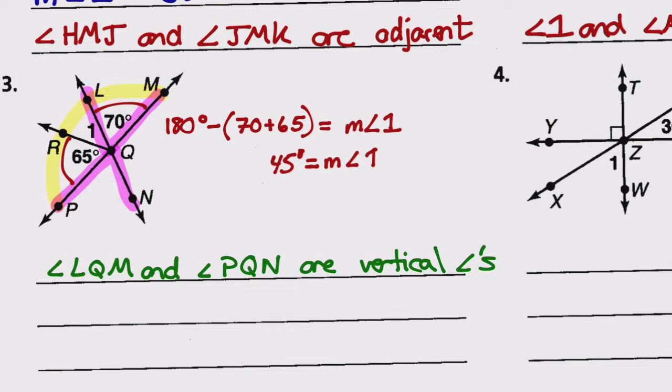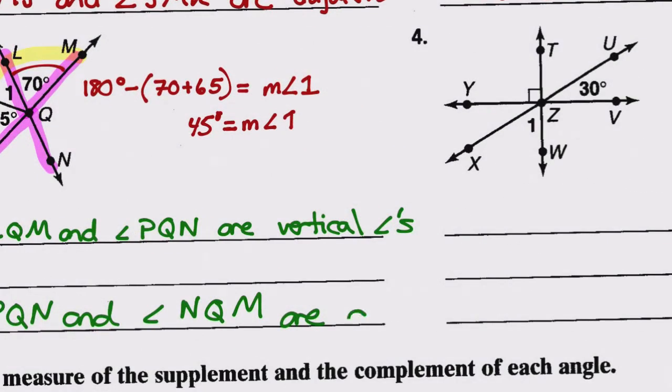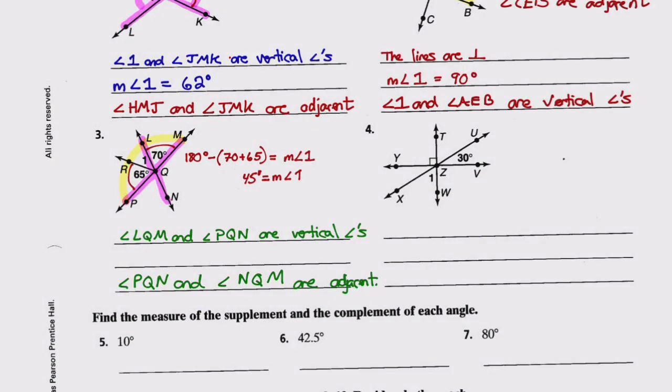What about adjacent angles here? We have a lot of adjacent angles actually. Let me write that down. Angle PQN and what other one? Yep, angle NQM are adjacent. That's true. Good job. All right, not bad at all. You guys handled that one like a pro.